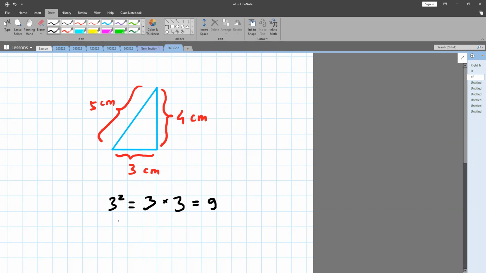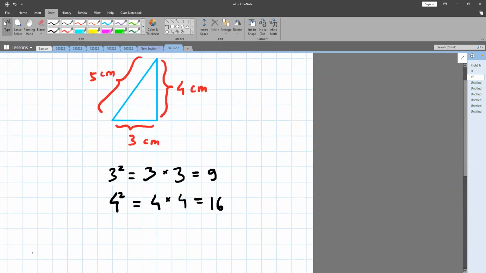Now, when you look at the second one and square it, what is 4 squared? So 4 squared means 4 times 4. So what is 4 times 4? 16. The last one that we will square is 5. So what is 5 squared? 5 times 5, very good. So yes, that's 25.